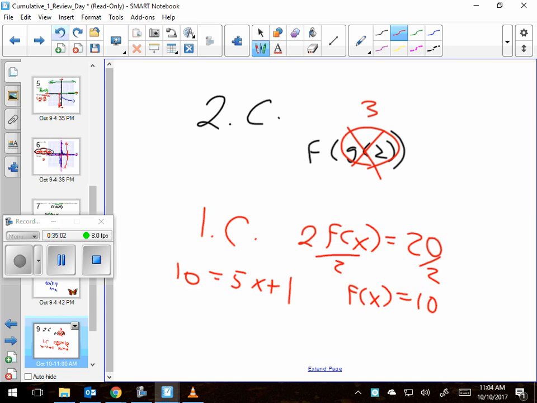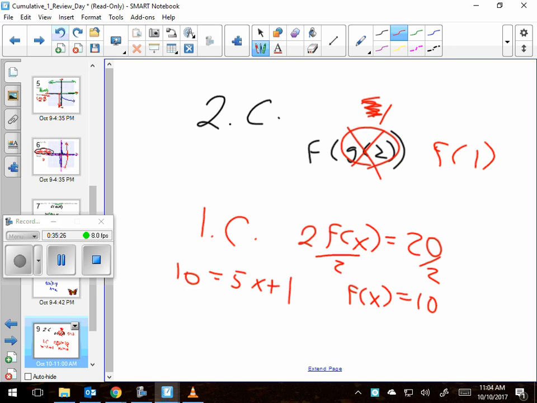Number 2, part A is 1. Part B is negative 1. Part C, the one we started together, g of 2 was 1. So now you have to find f of 1. You go back onto the chart and find f of 1, and it is negative 1. How many got that one right? Nice.